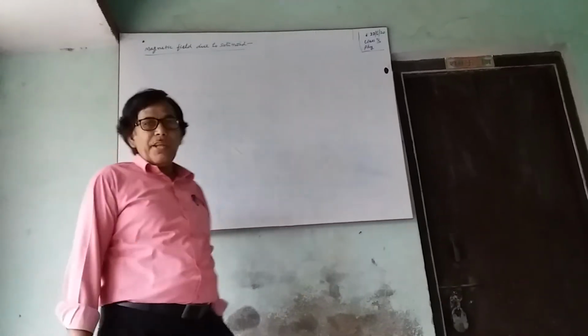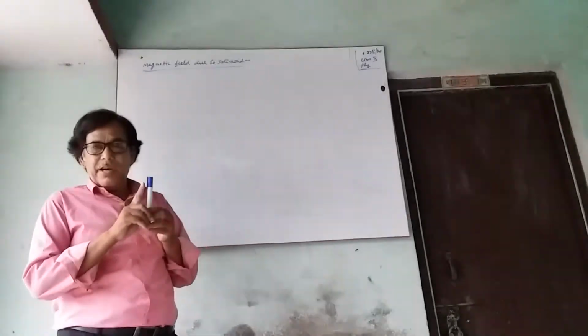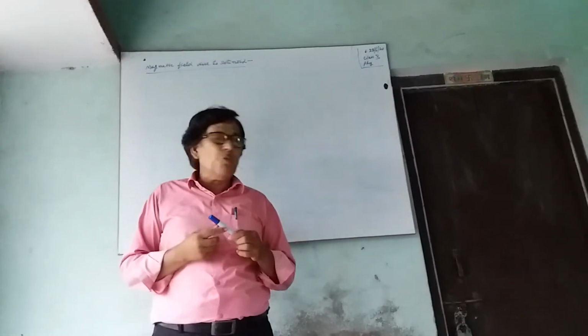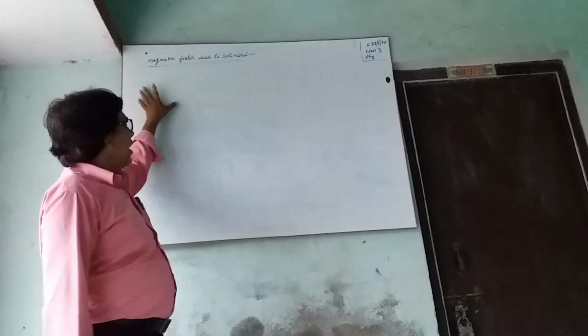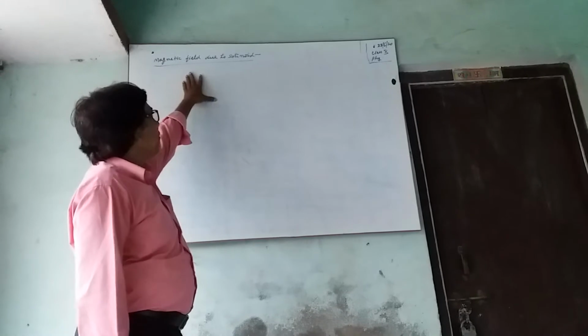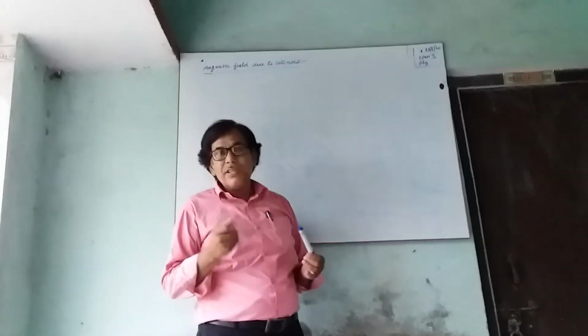Students, we have already studied the magnetic field due to a straight conductor and also due to a circular loop. Today we will study the magnetic field due to a solenoid. A solenoid, what is a solenoid?